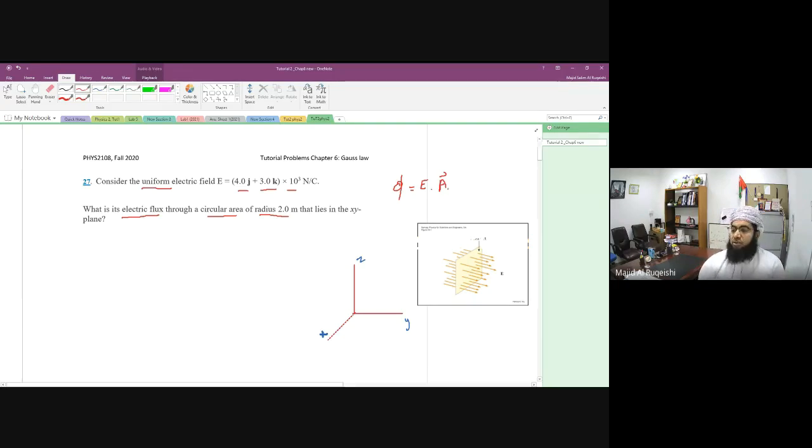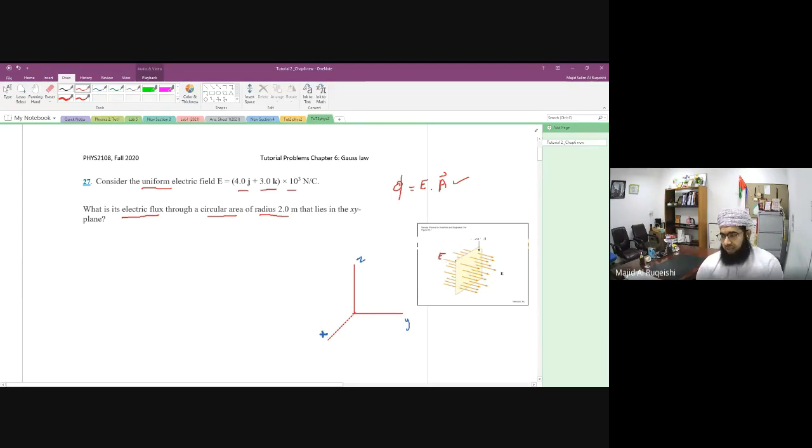Something else here is the area. The area is not a scalar quantity. In our case, the area is a vector quantity. As you may see here, we have electric field lines. These are the electric field lines, and the lines represent the intensity of the electric field.